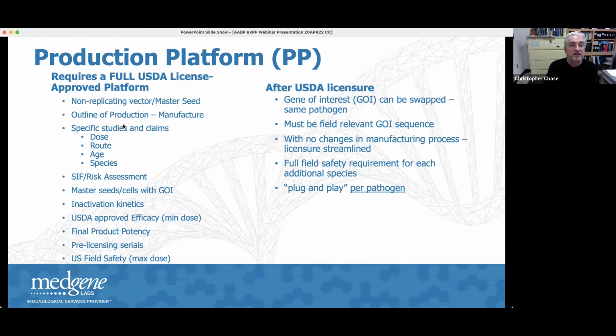There are already specific studies done with the target antigen to show what the dose is, the route, age, and the species, and all the additional things that you have to do for full licensure. After you have that licensure, you can take the gene of interest and swap it out again with the same pathogen, because this is the production platform, and it must be field relevant to that gene of interest. The beauty of this is there are no changes in the manufacturing process, because you've already established that. So you can just put it in and do what we call plug and play per pathogen.